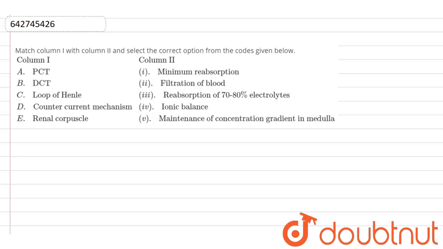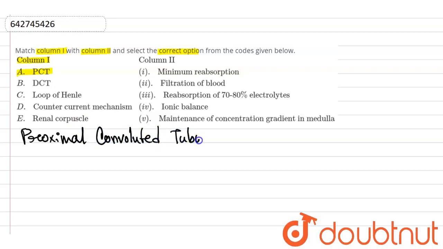Hello everyone, so here the question is match column 1 with column 2 and select the correct option from the codes given below. So in column 1, firstly we have PCT. So the full form for PCT is proximal convoluted tubule. So the proximal tubule is the part of the nephron from the Bowman's capsule to the beginning of Henle's loop, and the proximal tubule can further be classified into two types: proximal convoluted tubule and proximal straight tubule.